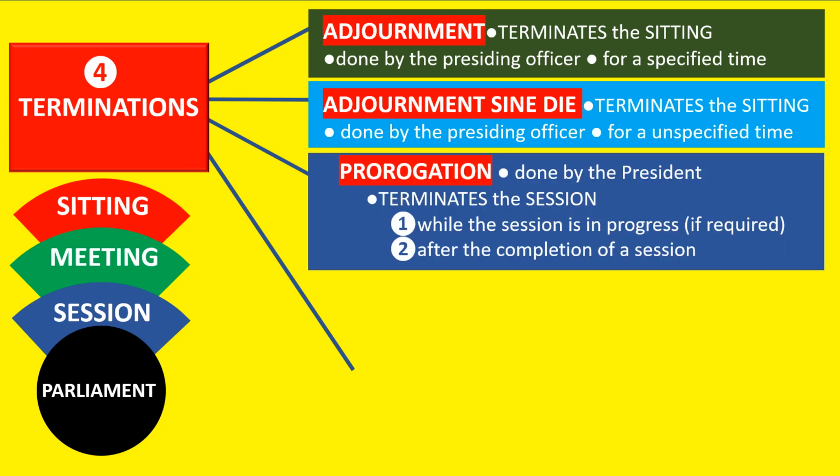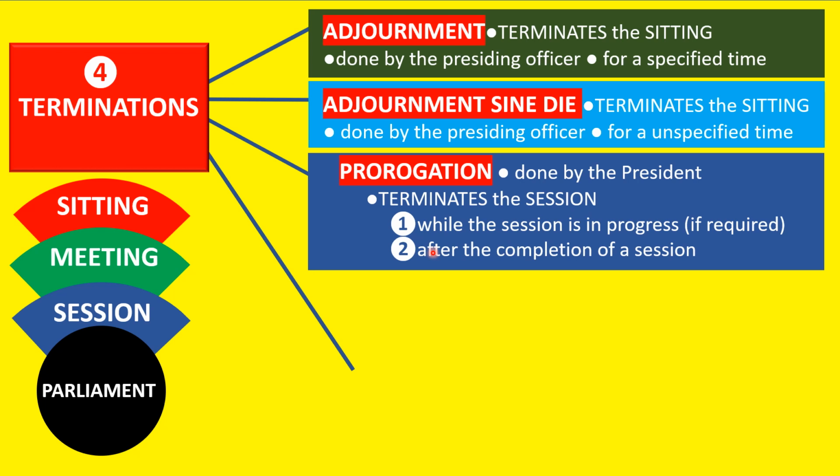In the next termination, what you find is prorogation. This type of termination is done by the president. In the first two, adjournment and adjournment sine die, the termination is done by the presiding officer of the respective houses. But here in the prorogation, the termination is done by the President of India. And it is not terminating a sitting. In the first two, the termination is all about terminating a sitting. But here in the prorogation, it is all about terminating a session.